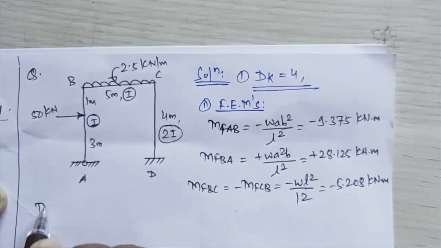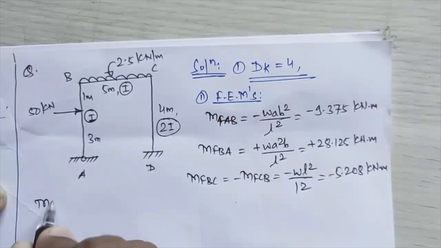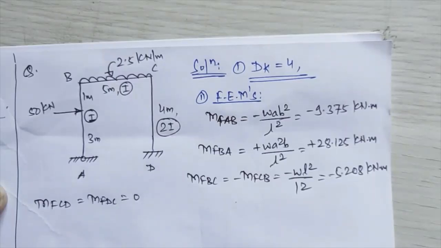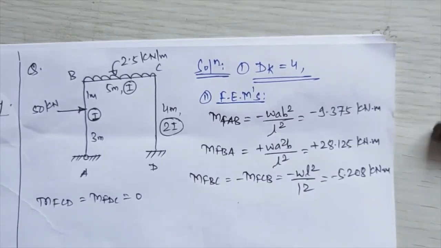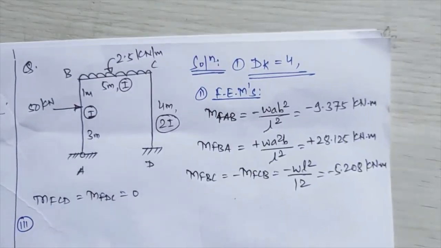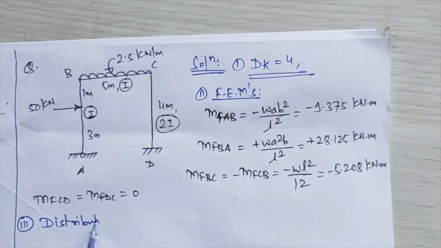And then in the last member, that is CD, there is no loading given, so MFCD and MFDC will remain completely equal to 0. So this will be our second step, that is, you have to calculate the fixed end moments. We have calculated this many times, so I don't think any problem will be there in calculating fixed end moments. Next, you will be calculating the distribution factors.